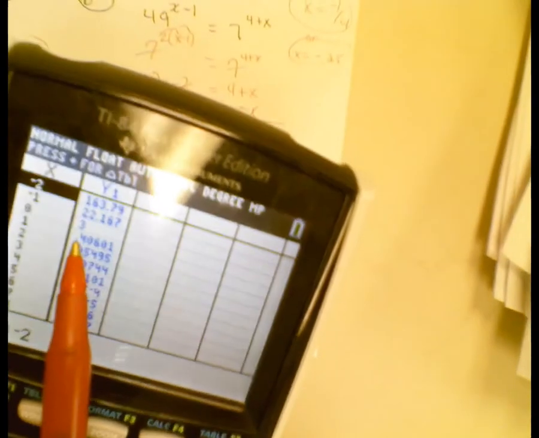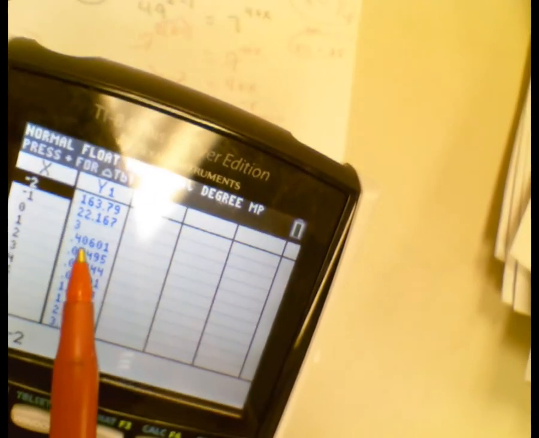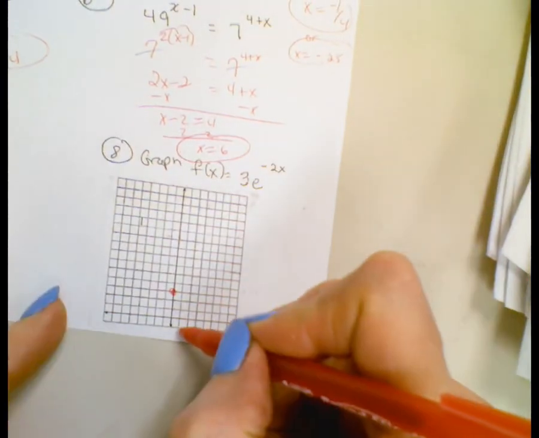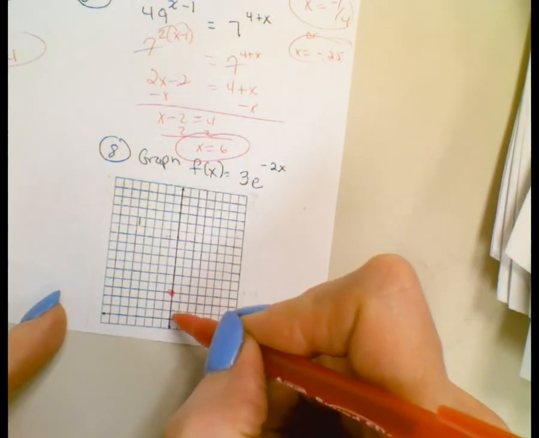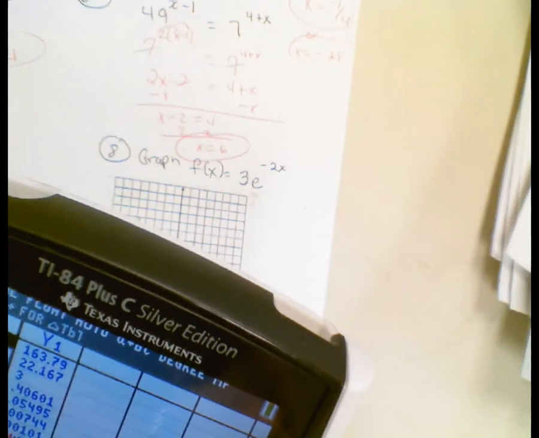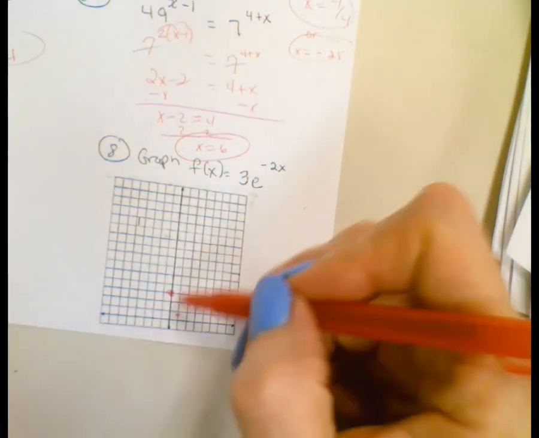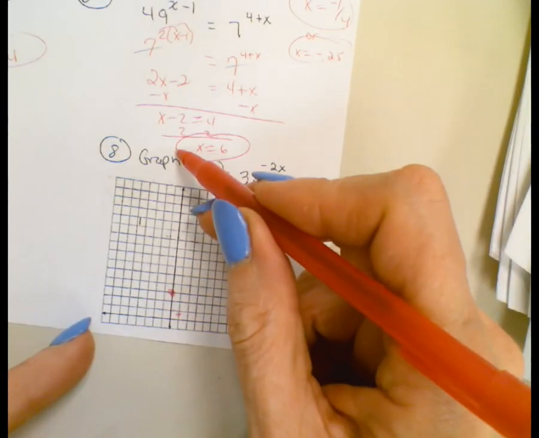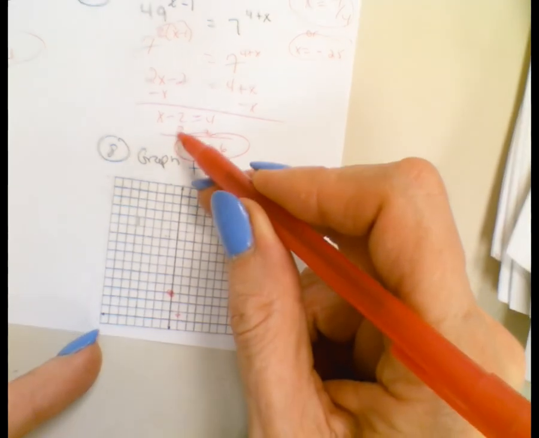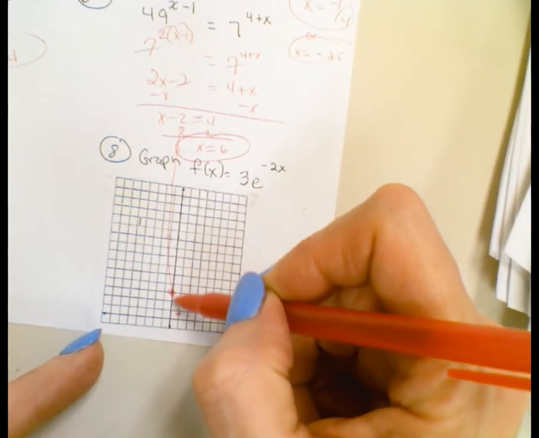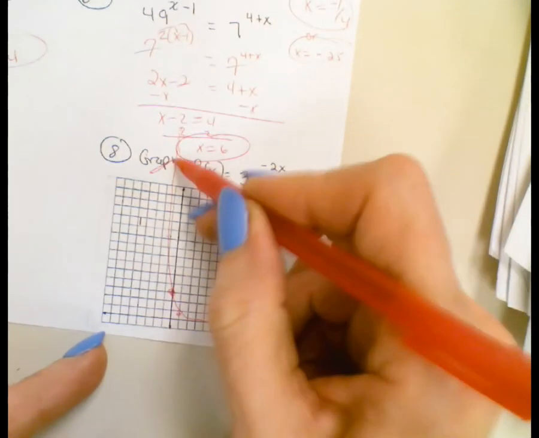You see 0, 3? I'm going to graph 1 and 0.4. And then I'm going to graph negative 1. Ooh, negative 1 and 22. I'm not sure I can get that in there. It's way up here. So it's just really high. So your graph looks something like that. That's it.